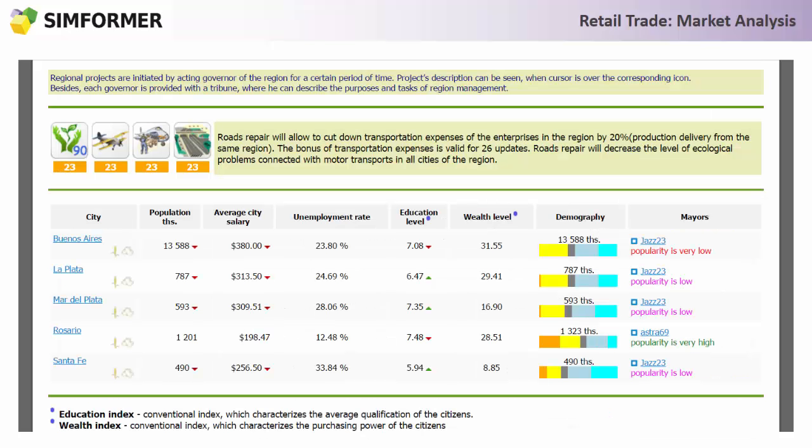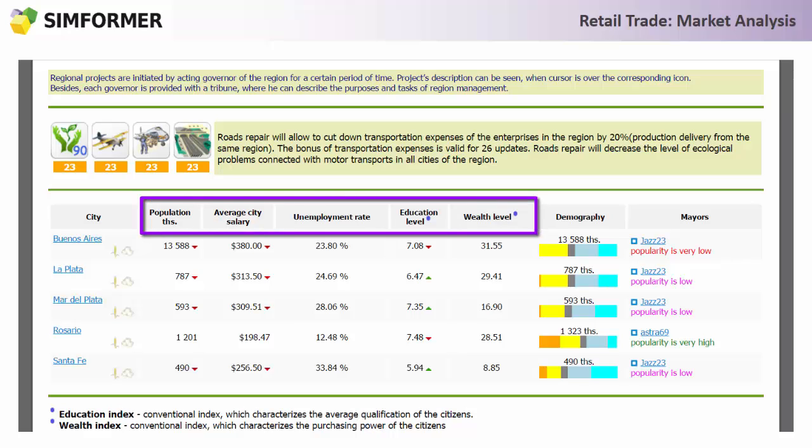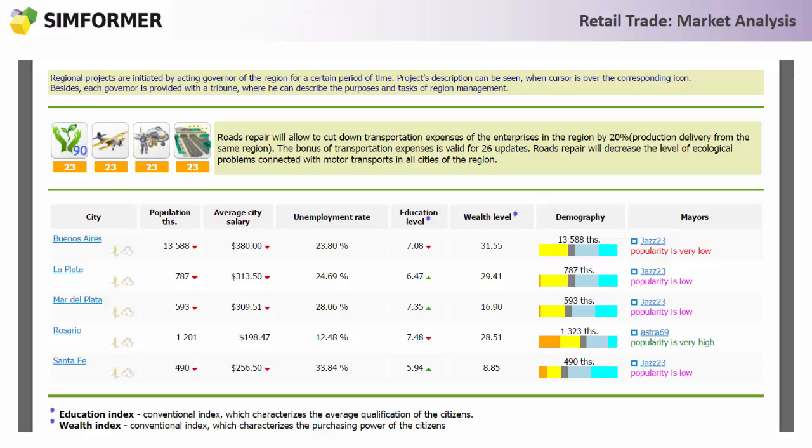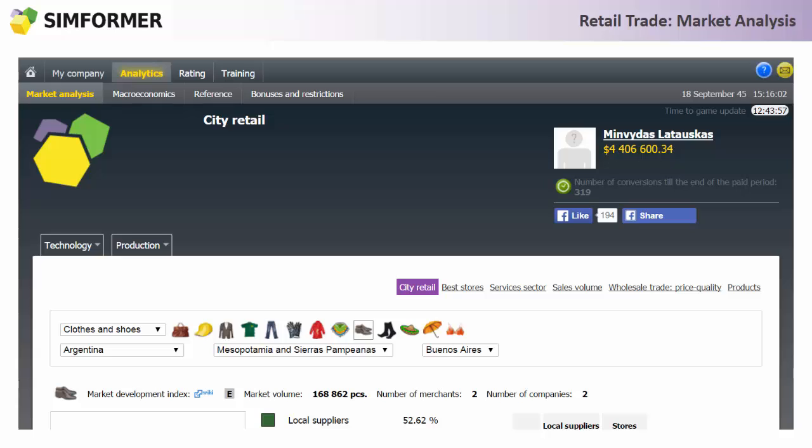As you go deeper into the country of your choice, you will be provided such data as population, average city salary, unemployment rate, education level, and wealth level. What is important is to understand that the size of population for retail trade is very important. The bigger the population of the city, the bigger the pool of possible retail trade clients. However, population is not everything. Average city salary and wealth level, those two indicators will show you what buying power lies within this population.